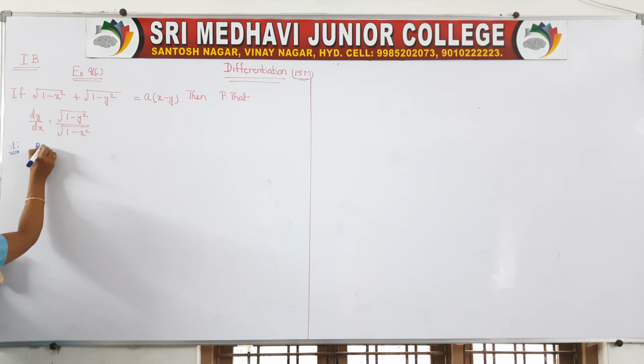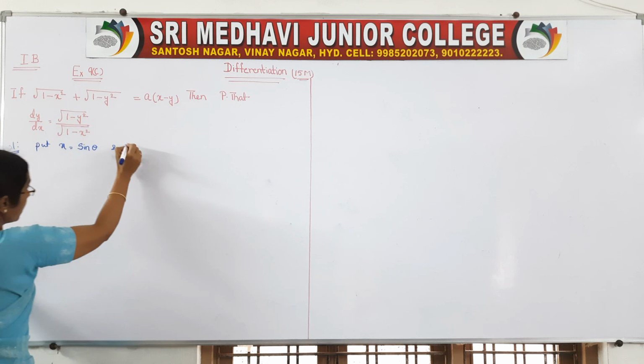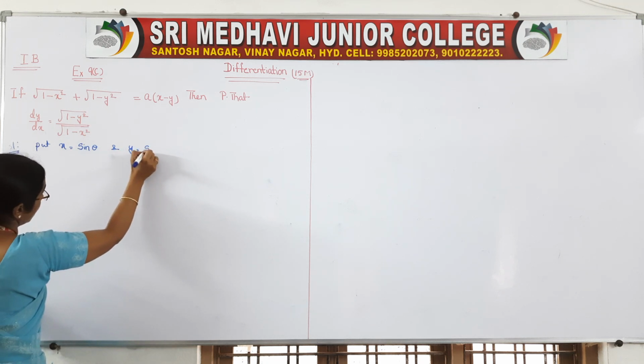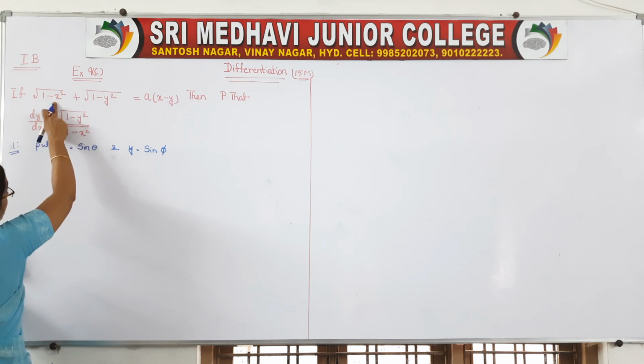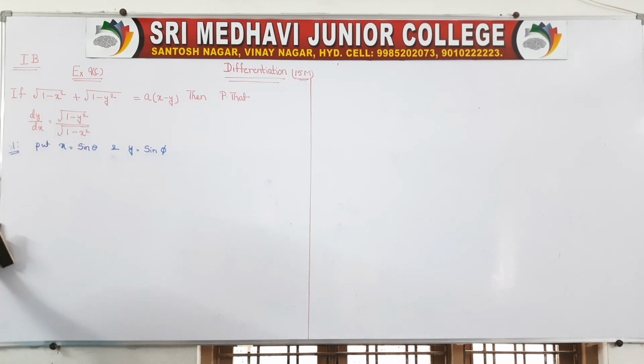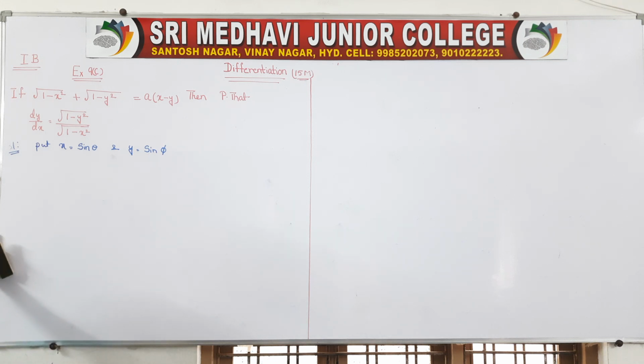Put x is equal to sine theta, and y is equal to sine phi. We have two values here: root of 1 minus x square and root of 1 minus y square. So we can take x is equal to sine theta and y is equal to sine phi. Now substitute in the given question. What is your given question?